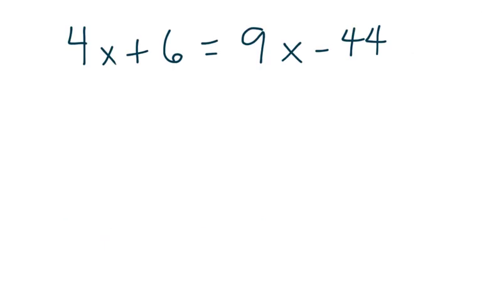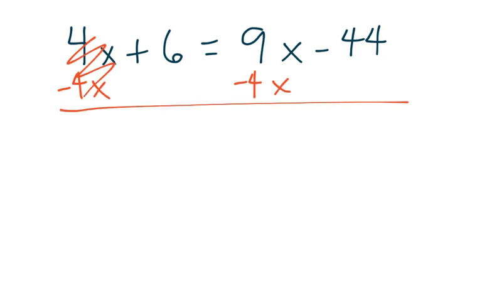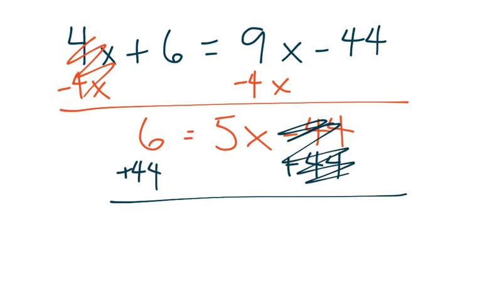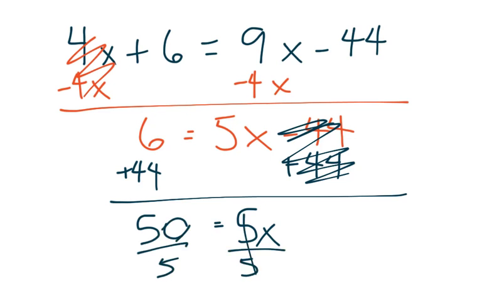Okay, so we're just going to solve like normal. Go subtract 4x. I'm going to get 6 equals 5x minus 44. I'm going to add 44. And then I get 5x equals 50. And that means that x equals 10.